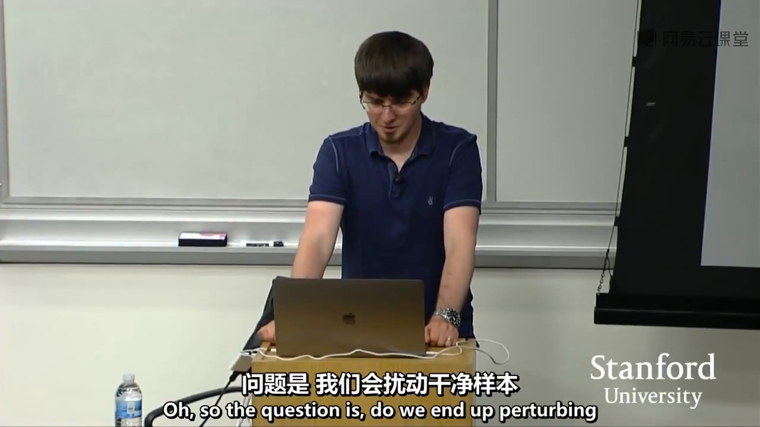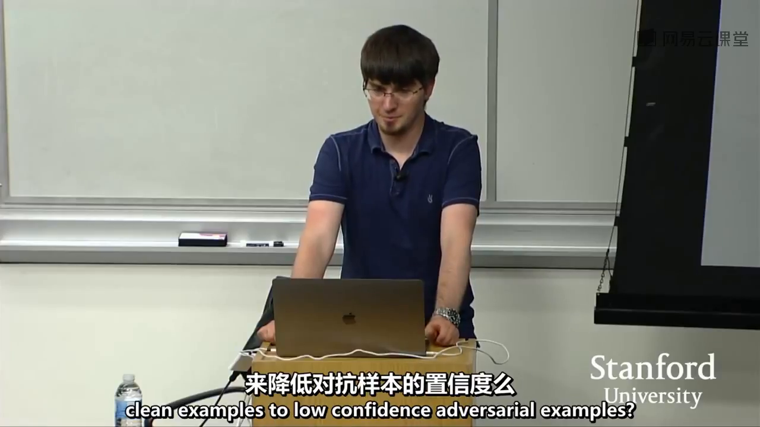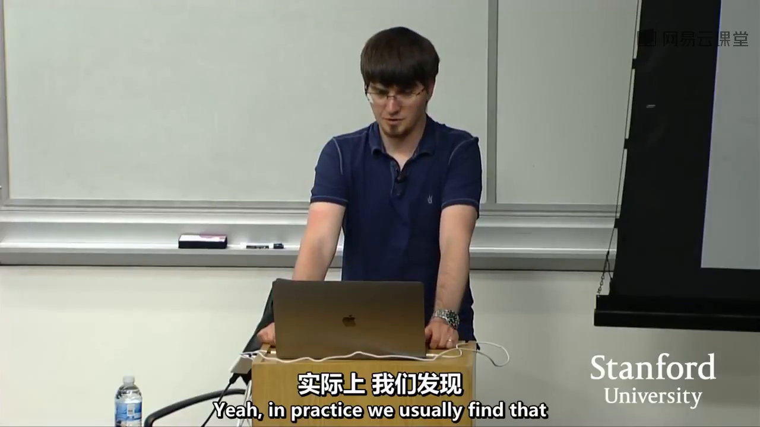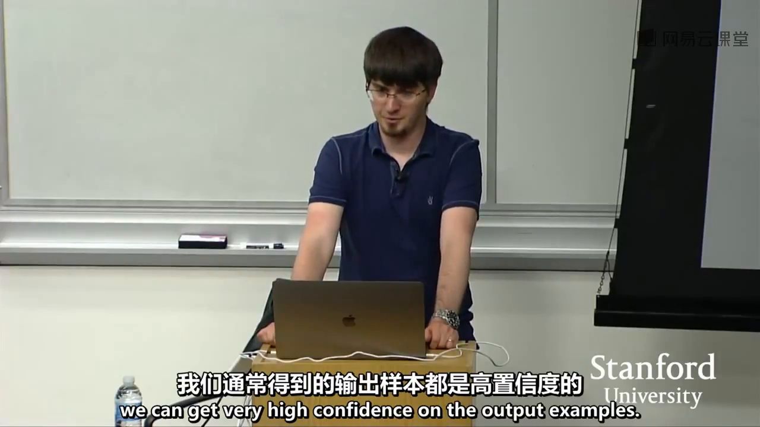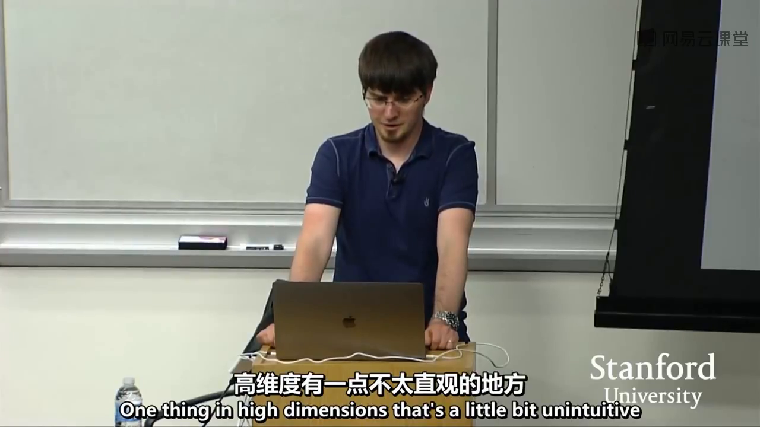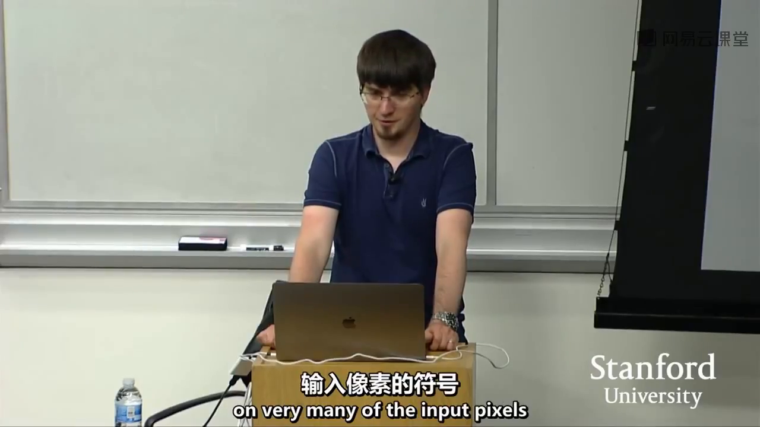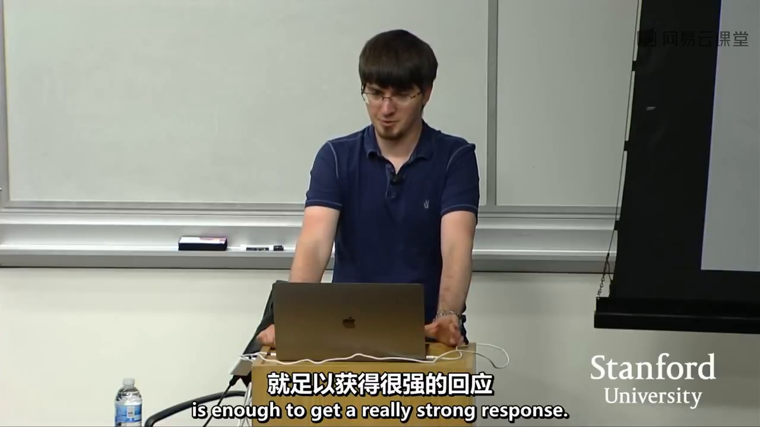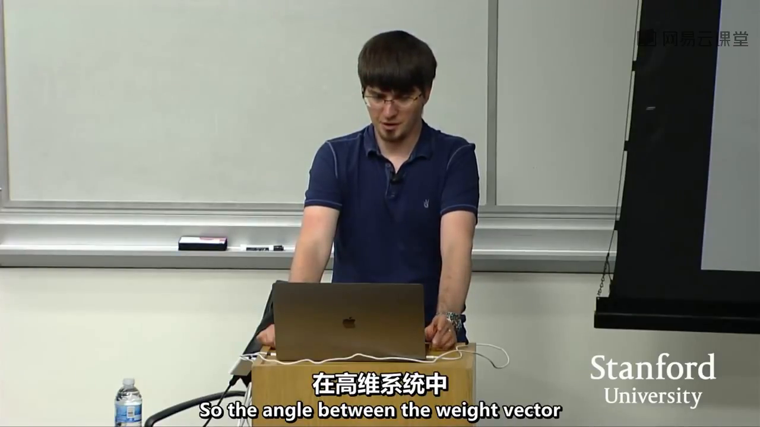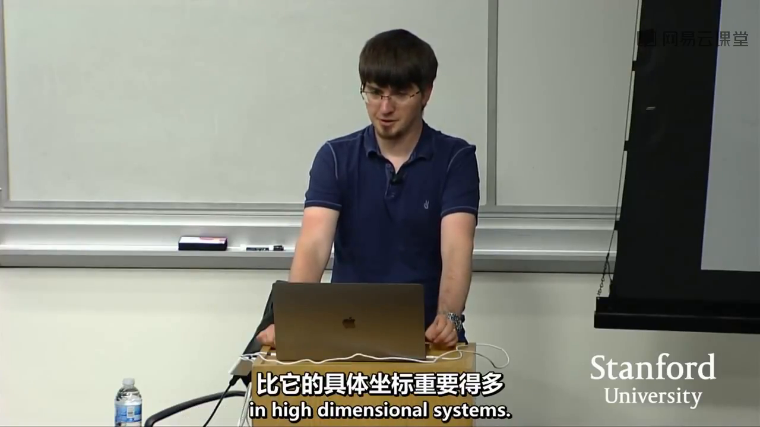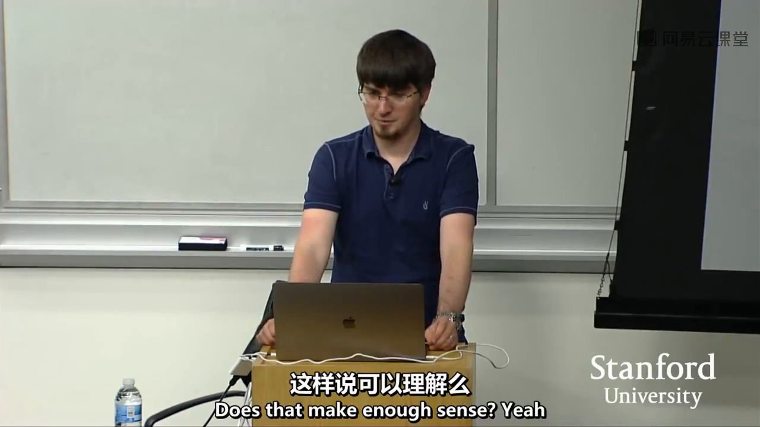Oh, so the question is, do we end up perturbing low confidence clean examples to low confidence adversarial examples? Yeah. In practice, we usually find that we can get very high confidence on the output examples. One thing in high dimensions that's a little bit unintuitive is that just getting the sign right on very many of the input pixels is enough to get a really strong response. So the angle between the weight vector matters a lot more than the exact coordinates in high-dimensional systems. Does that make enough sense? Yeah.